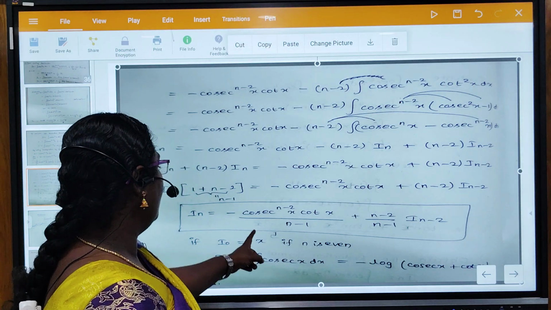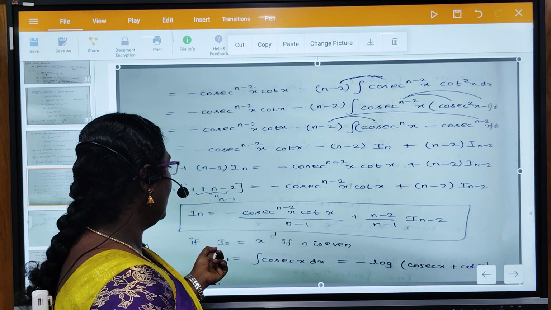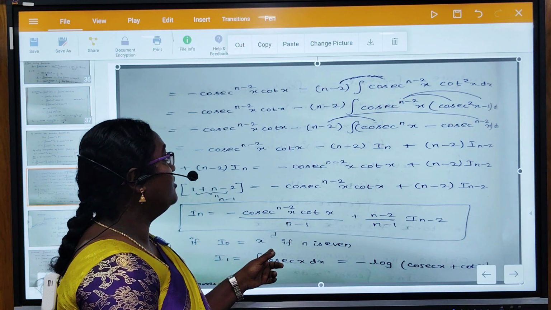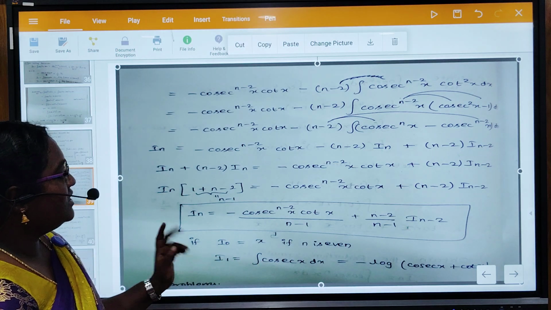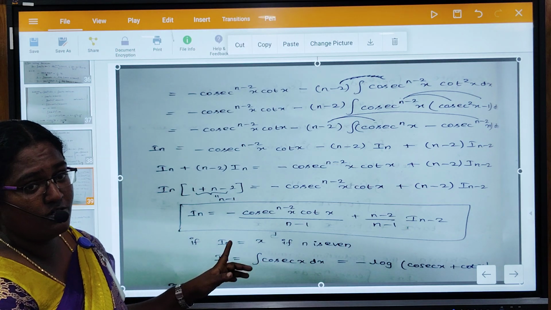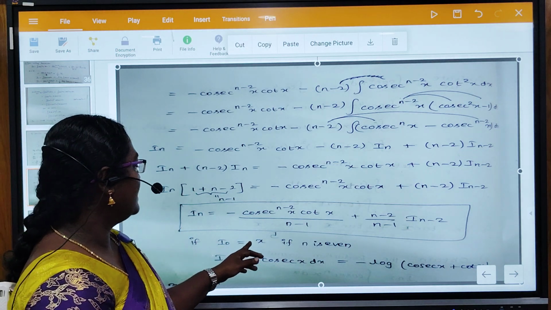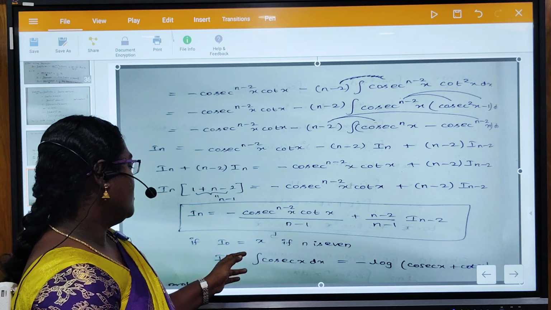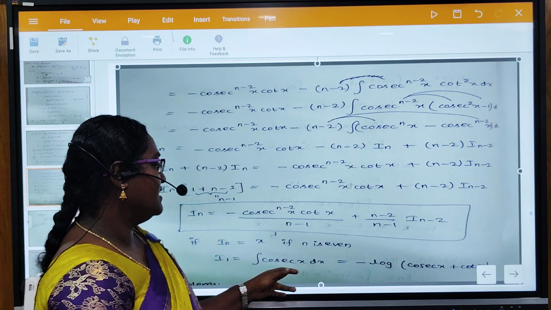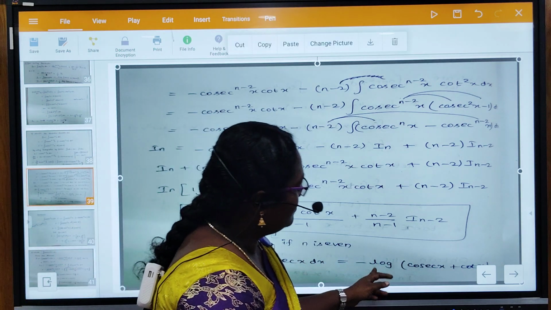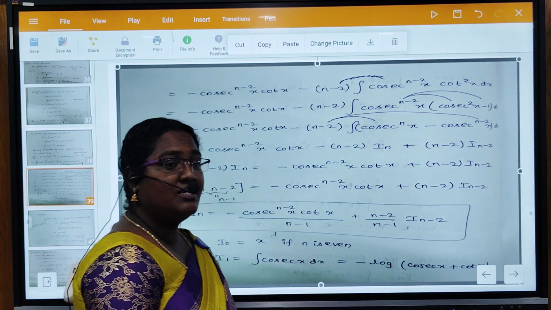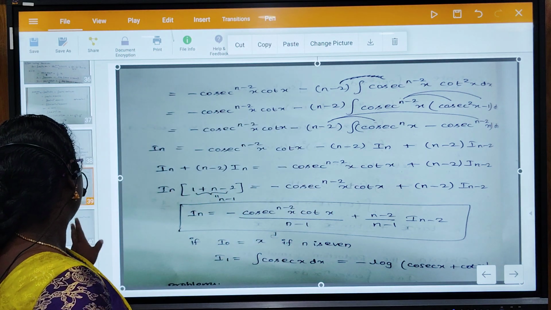So if n is even, we will end up with I0. What is I0? I0 is nothing but cosecant power 0 x dx. Anything to the power 0 is 1, so we are left with dx. Integration of dx is x. If it is I1, cosecant x, the integration of cosecant x is minus log of cosecant x plus cot x, right?